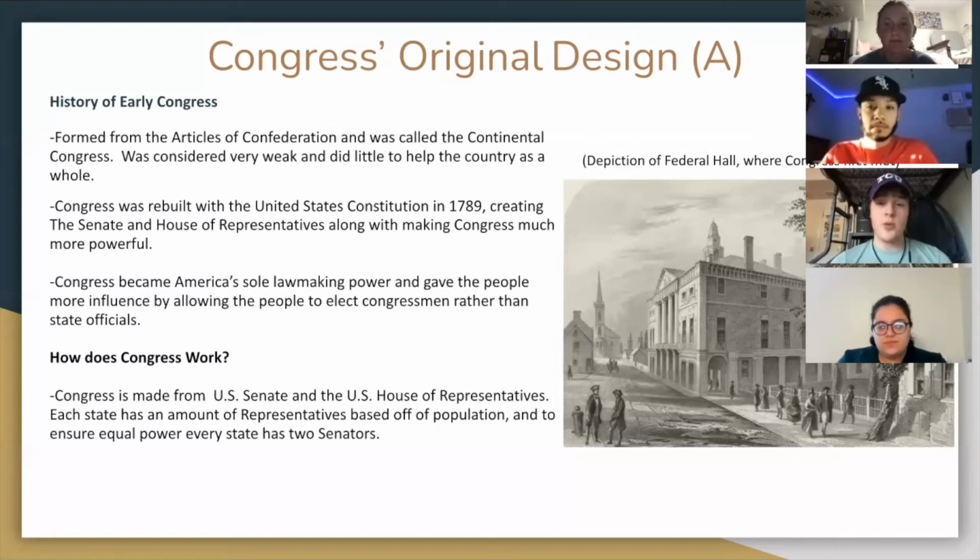How does Congress work? Congress contains the US Senate and the US House of Representatives. To give the people fair representation, each state has a fluctuating amount of representatives based off of population, and to ensure equal power between states, every state has 2 senators. For a law to pass, it must go through both houses of Congress before proceeding to higher powers. This system is much more efficient and fair than the old one and is what we still use today.